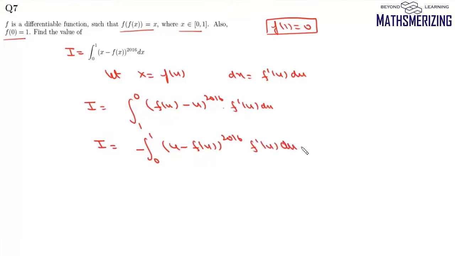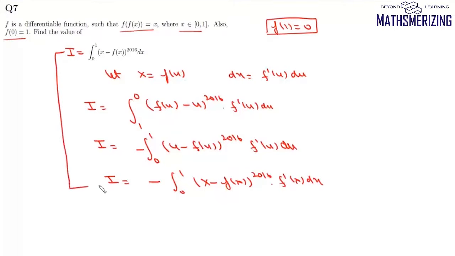Now in a definite integral, if the limits are same and if the function is same, we can change the variable. We can write this integral as minus from 0 to 1 (x minus f(x)) to the power 2016 into f dash x dx. Now we'll add these two integrals. We can write this as 2I, and this is from 0 to 1 (x minus f(x)) to the power 2016 times (1 minus f dash x) into dx.